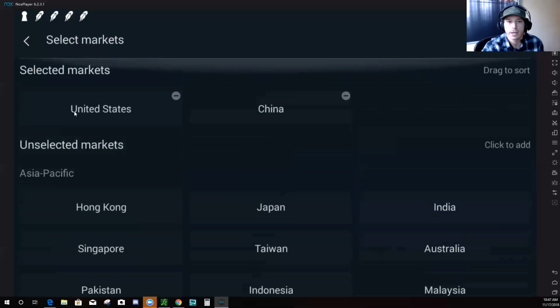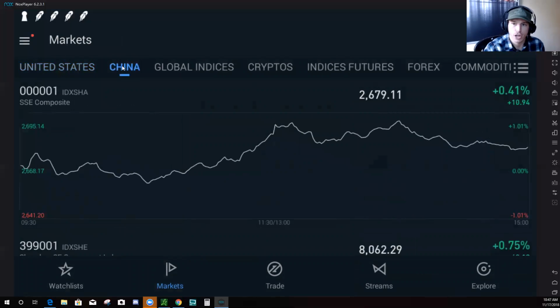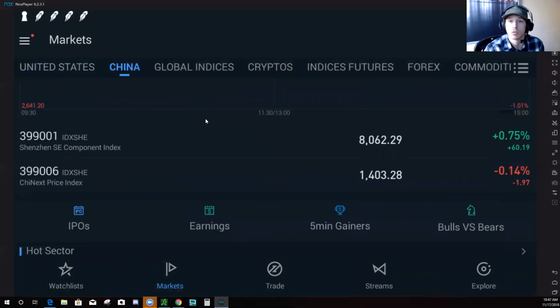And again, here I'll point something out. For me, I like having China up here because I do every once in a while trade some Chinese stocks, Chinese ADRs here in the United States. So every once in a while, it's good for me to come in and look and just get a quick overview and see how their overall market's doing.